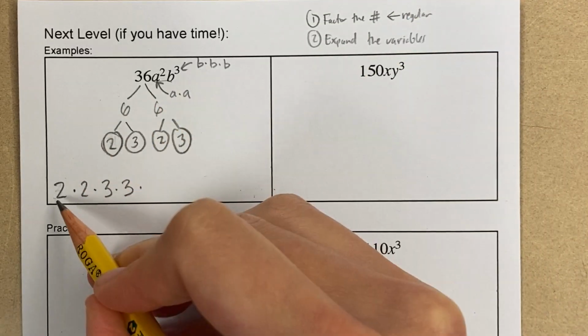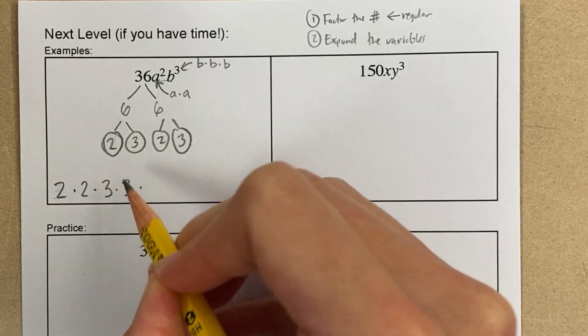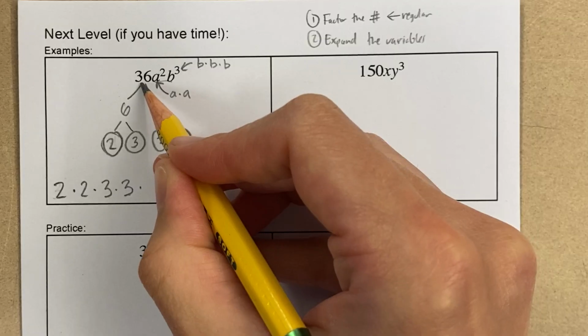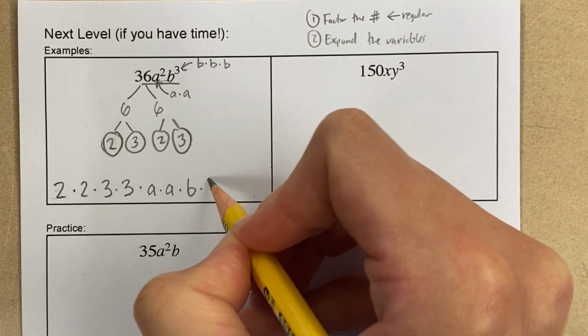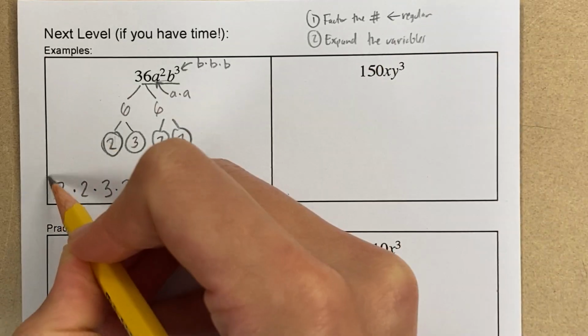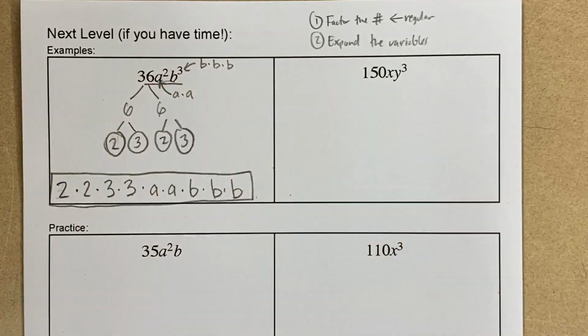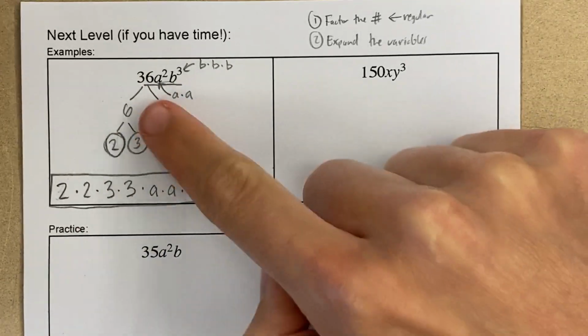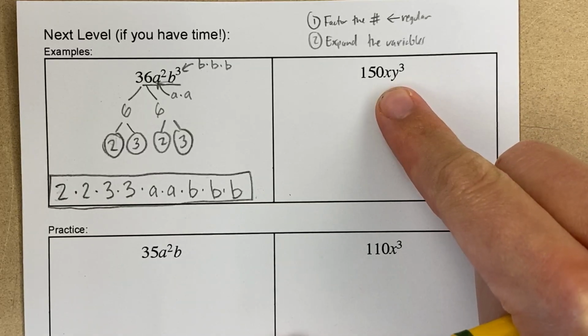So watch what I'm going to do. This is 36, so this is 36, right? 2 times 2 is 4, times 3 is 12, times 3 is 36. Okay, so that equals 36. And if I want it to equal this, it's going to be times a, times a, times b, times b, times b. And if I multiply all this together, it would equal that. Okay, that's it. So notice the numbers are still the hard part, and then I'm literally writing what I see here.